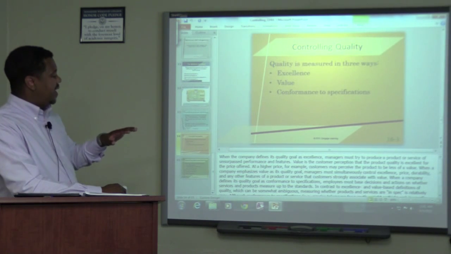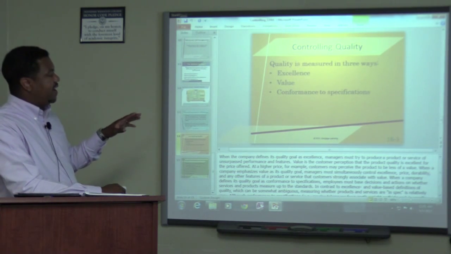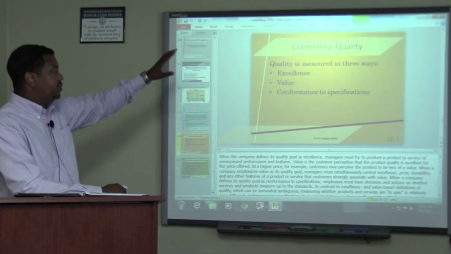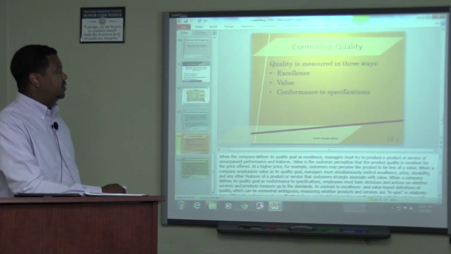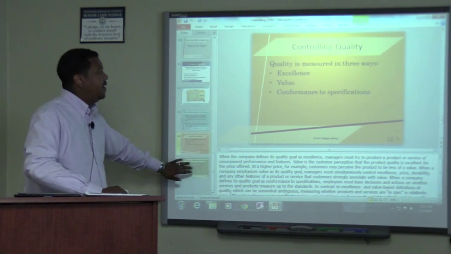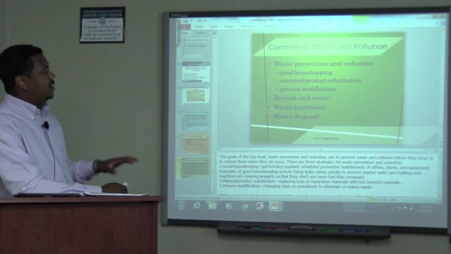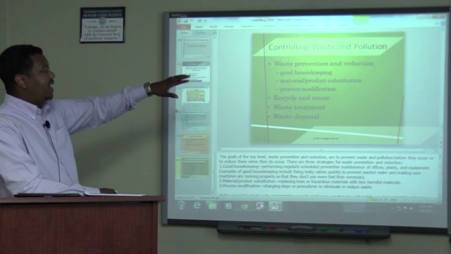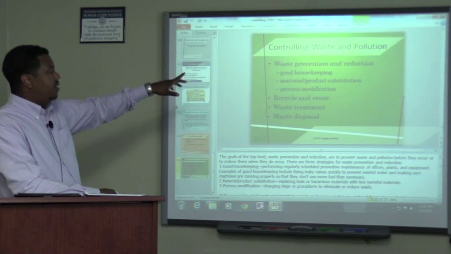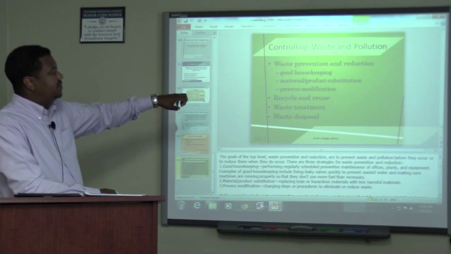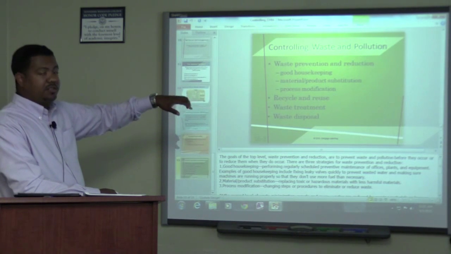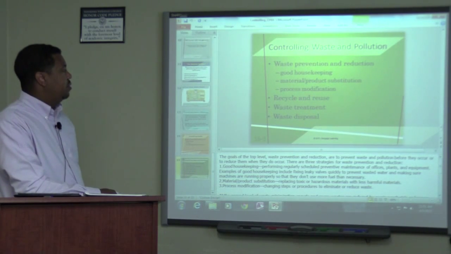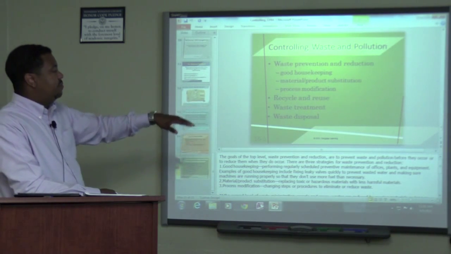Three ways: you have your ability to have excellence, your values, and making sure you're conforming to the specifications you set forth in quantitative ways within your organization. And then finally, we see here the ability to control waste within our organization, being able to recycle certain things, making sure we have good housekeeping, that our materials and our products are substituted effectively depending on the different products and services we're currently offering. We have a process modification.